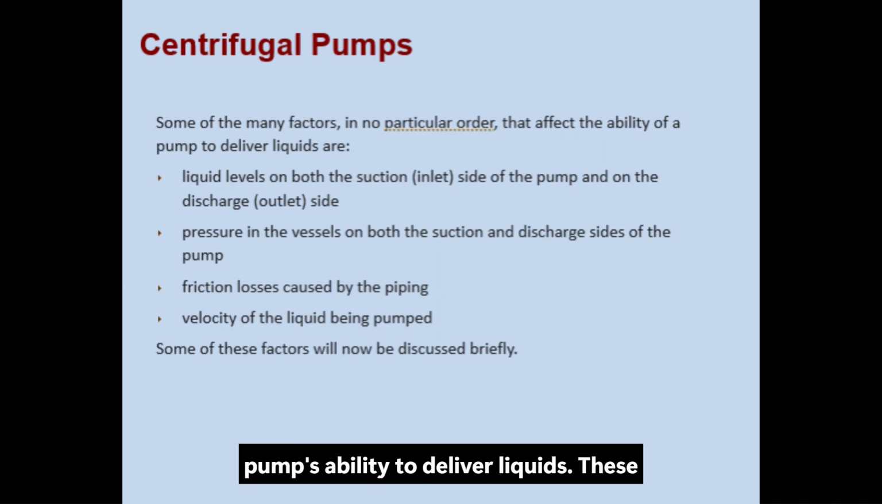Several factors affect a pump's ability to deliver liquids. These include the liquid levels on both the suction and discharge sides of the pump, the pressure in vessels connected to the suction and discharge piping, friction losses caused by the piping system, and the velocity of the liquid being pumped. We will now examine each of these factors in greater detail.